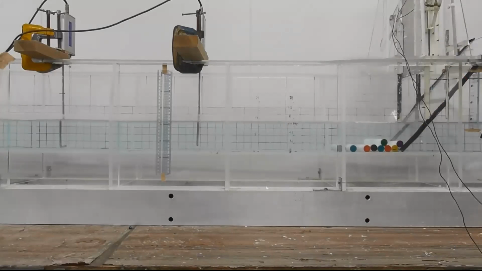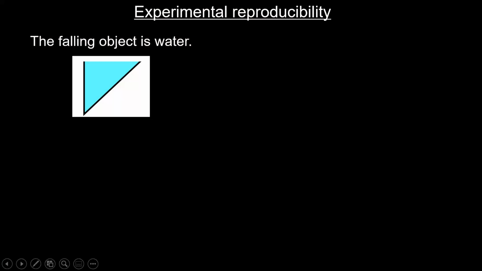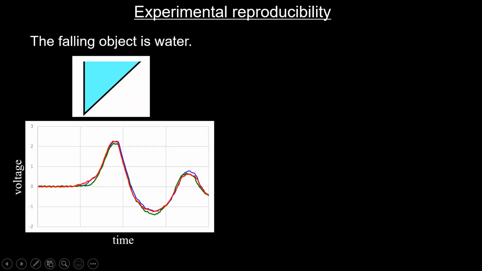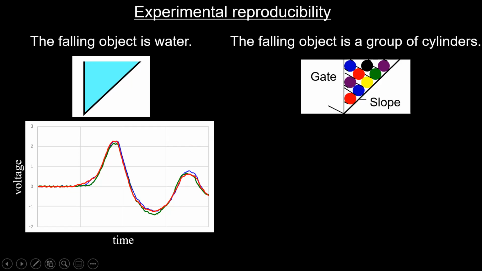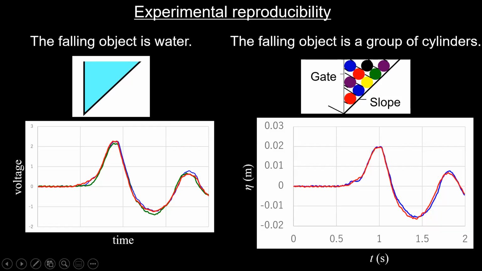I should mention the reproducibility of the experiments. When the falling object is water, we can see a good agreement between 3 experimental data. On the other hand, when the falling object is a group of cylinders, also in this case, the results of the 2 experiments are in good agreement.